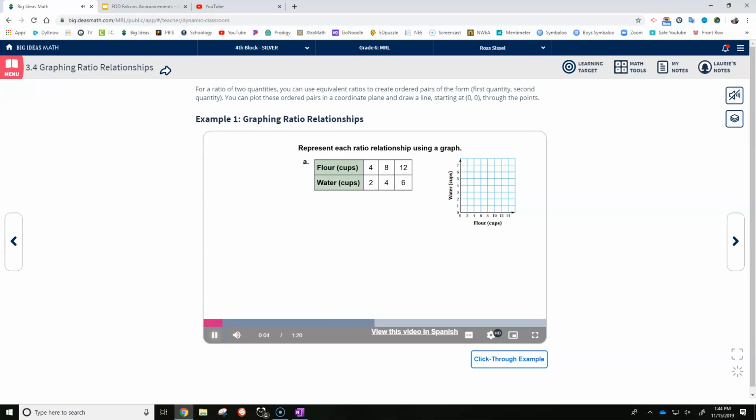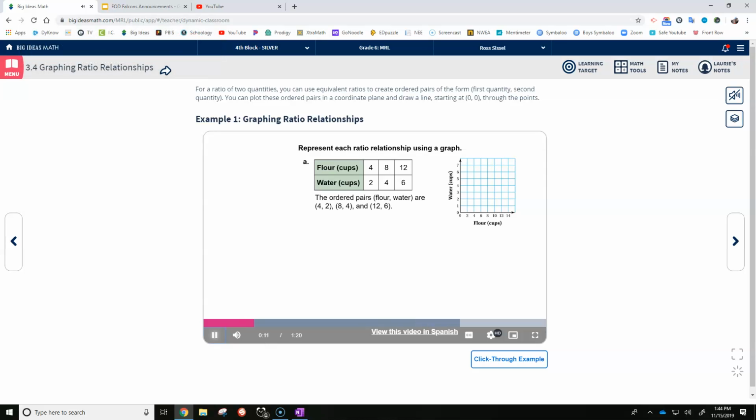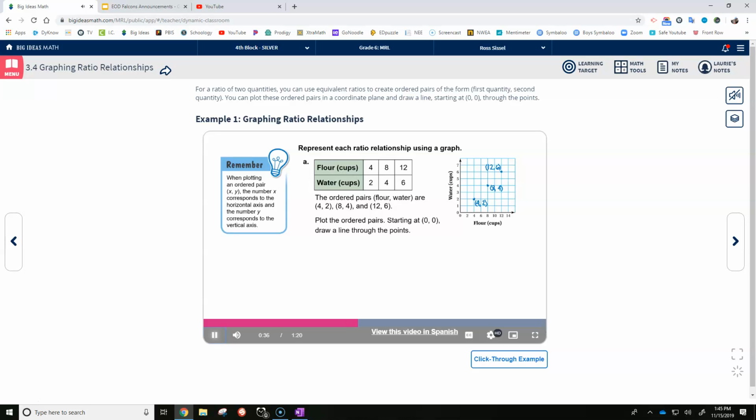Use the equivalent ratios 4 to 2, 8 to 4, and 12 to 6 to create ordered pairs. The ordered pairs flour, water are 4, 2, 8, 4, and 12, 6. To graph the ratio relationship, start by plotting the ordered pairs. Remember, when plotting an ordered pair X, Y, the number X corresponds to the horizontal axis and the number Y corresponds to the vertical axis. Plot 4, 2, 8, 4, and 12, 6. Then start at 0, 0 and draw a line through the points.